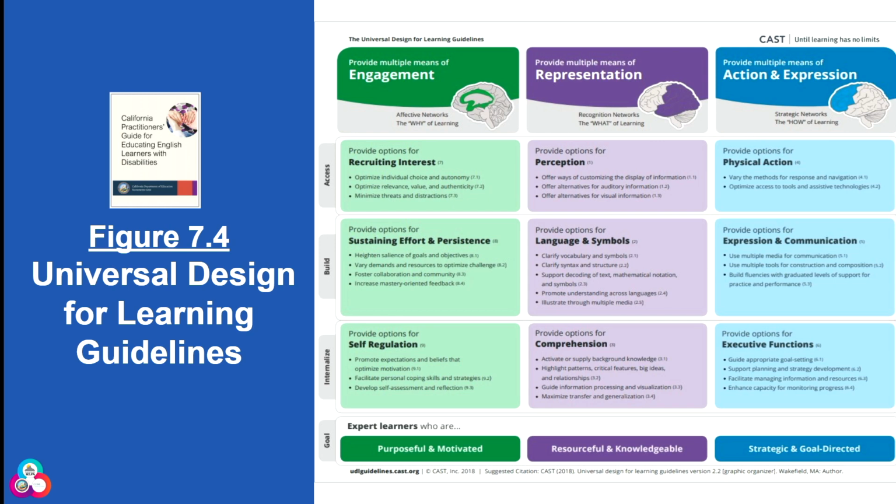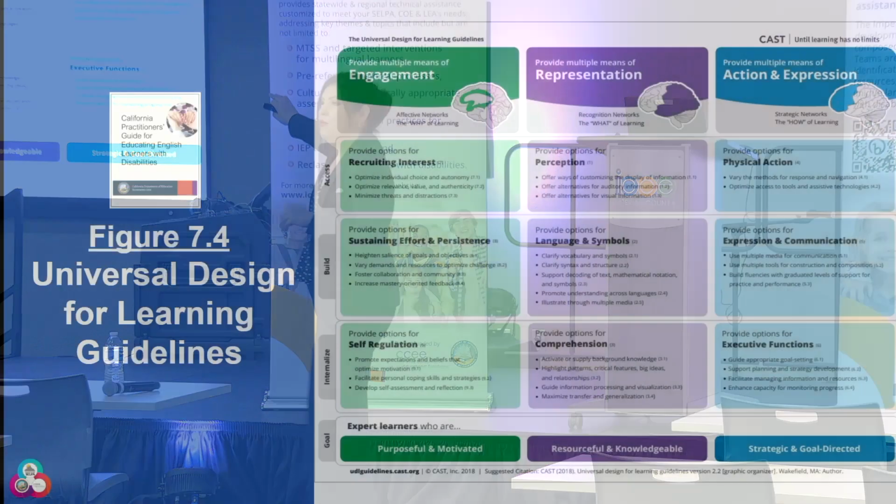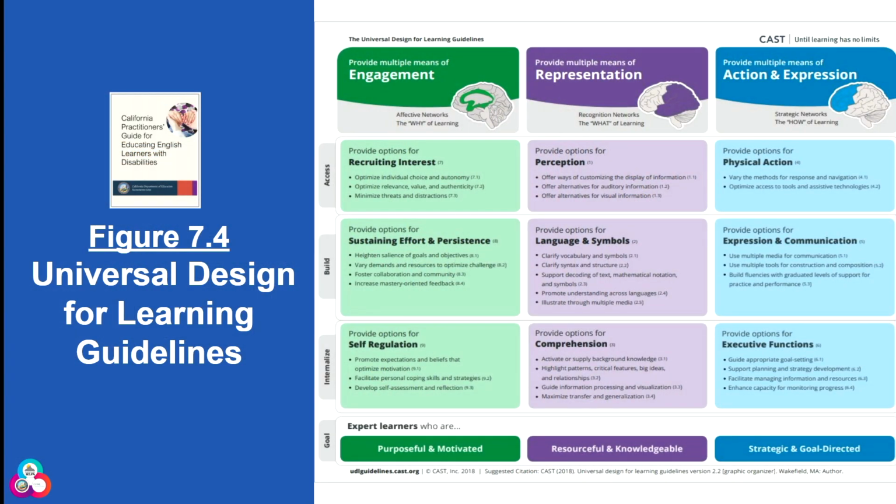When we're looking at multiple means of representation, the what of learning, in relation to accessibility resources, what might our options that we provide be for perception, for language and symbols, for comprehension? Action and expression. These are the strategic networks that our students use to show the how of learning. What are the options, what are the supports that we provide for physical action, expression and communication, and executive functions?